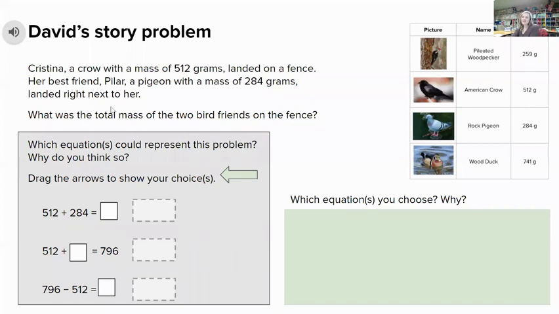All right, friends. So first we have: Christina, a crow with a mass of 512 grams, landed on a fence. Her best friend, Pilar, a pigeon with a mass of 284 grams, landed right next to her. What was the total mass of the two bird friends on the fence? Which equations could represent this problem, and why do you think so? Drag the arrows to show your choices. 512 plus 284. 512 plus something equals 796, or 796 minus 512 equals something.